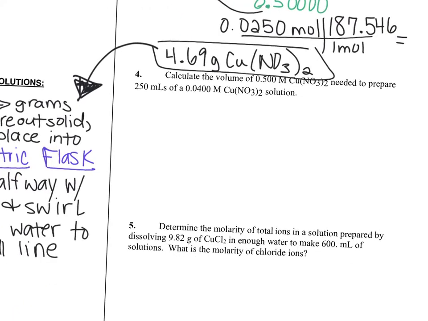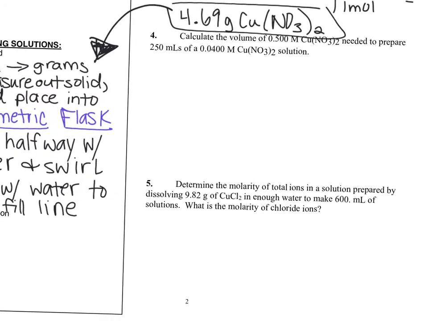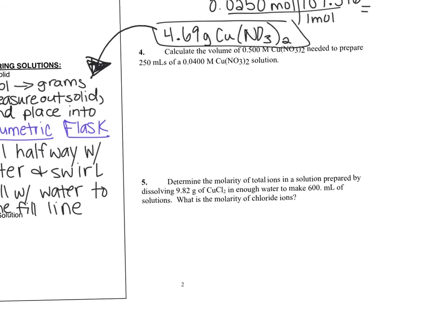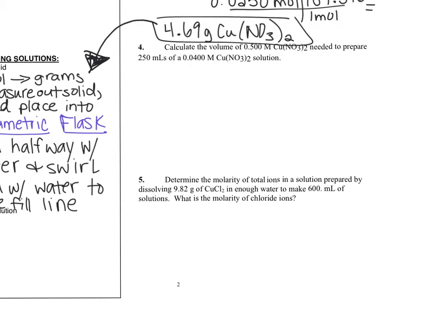Let me see if we need to do the next one. Oh yeah. All right, so the next one, read the problem. What are we dealing with now that's different? It says calculate the volume of a certain solution needed to prepare 250 milliliters of a different certain solution. So now what did we just change into? I know the formula, but I don't know the name. A dilution. Dilution.